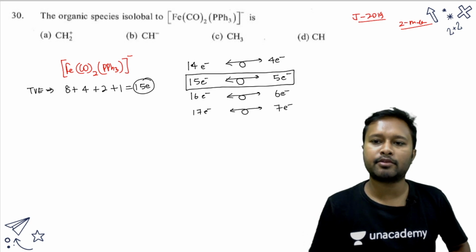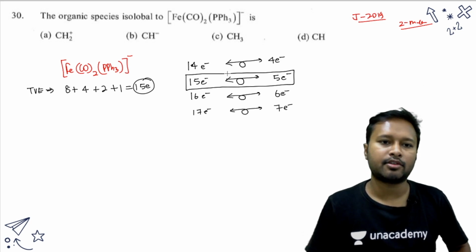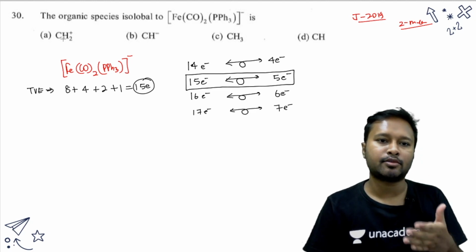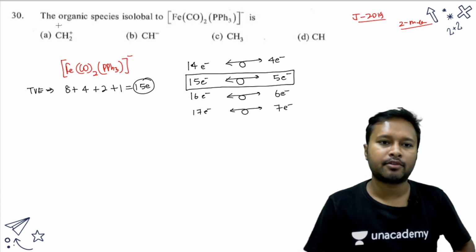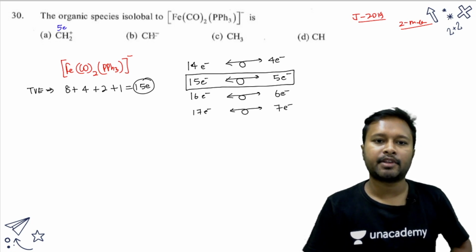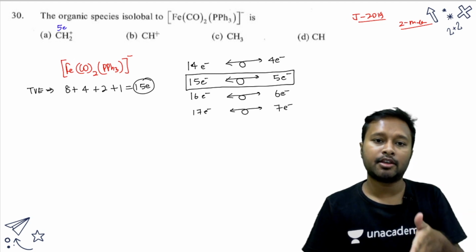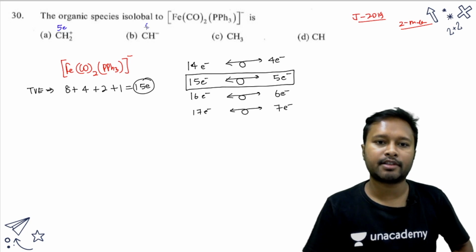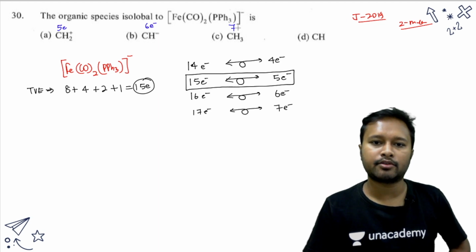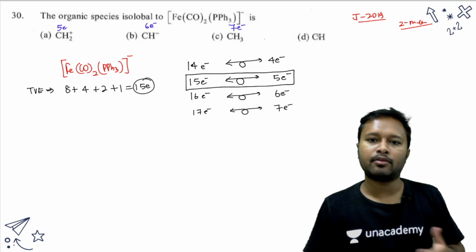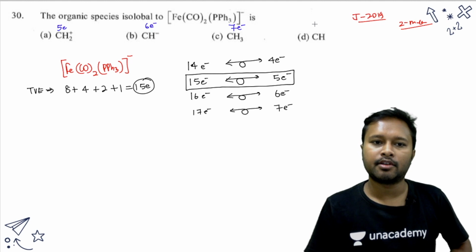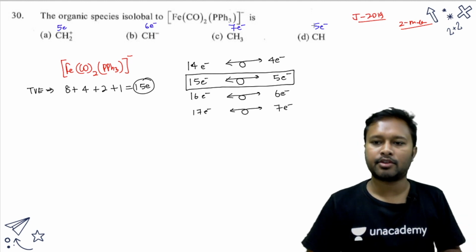Now among the options, you have to see how many electrons are in each of them. This is CH2 plus. Carbon gives 4 electrons, 2 hydrogens give 2 more, so 4 plus 2 is 6, and the positive sign means 1 electron less. So this is a 5 electron species. For the next one, carbon gives 4 electrons, 1 from hydrogen and 1 from the negative charge, so you have 6 electrons. Here you have 4 from carbon and 3 from hydrogen, so 7 electrons. Here you have 4 from carbon and 1 from hydrogen, so 5 electrons. That's what the question was about.